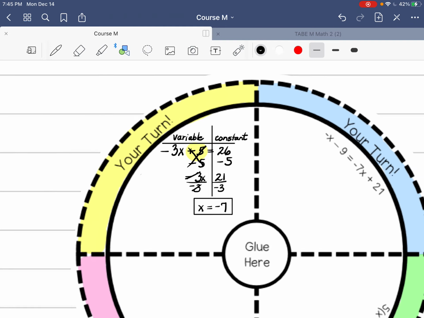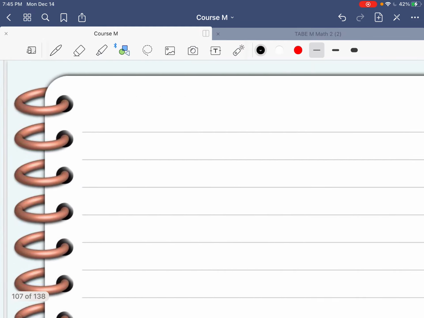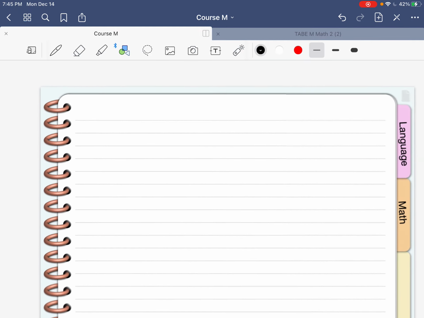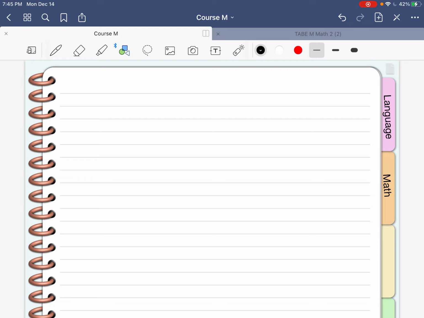Okay, let me do 10 of these with you just for practice. So I'm going to turn over to a new page and start a new section. We're going to call this two-step equations. I wanted to give you 10 examples in addition to those on your circles. So here's number 1. 9c plus 1 equals 10.